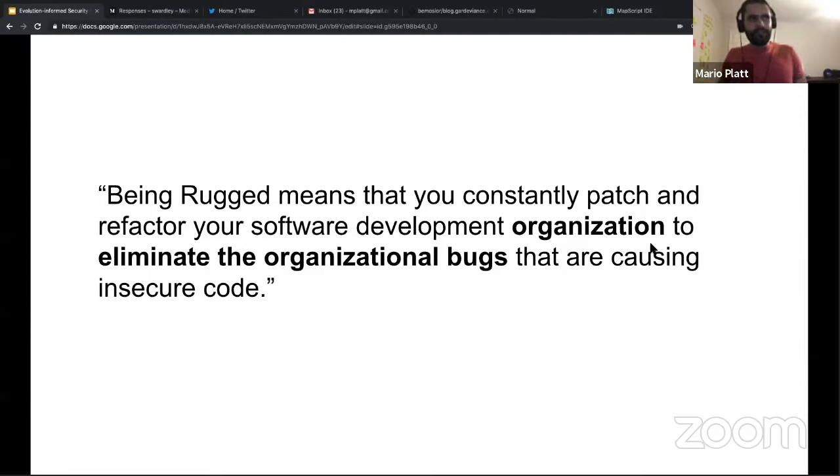So what I find brilliant about the Rugged Manifesto, which I would suggest everyone read, is how it words it, right? Because being rugged means that you constantly patch and refactor your software development organization to eliminate the organizational bugs, right? So it's not just about focusing on the developers. It's not focusing on the testers. It's also not focusing on the security people, right? It's focusing on the organization. It's focusing on making sure that the software development organization is getting more mature, is getting more resilient.